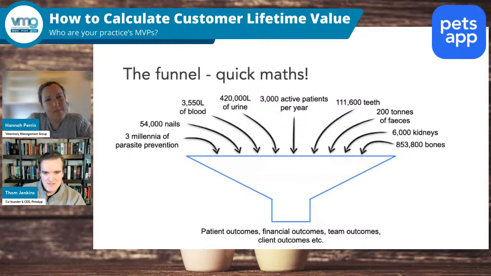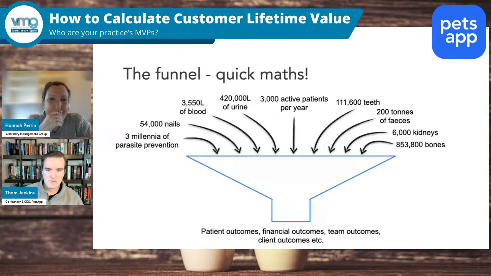And so then when I think about those 3,000 active patients, I find it super helpful, and maybe you'll think differently to me, to break that down into a level of granularity. So if we do some quick maths, we find that those 3,000 active patients represent 3 millennia of parasite prevention, parasite control, 54,000 nails to trim or to get trodden on or caught on a woolly jumper. That's 3,550 liters of blood to sample. At that point, we're talking complete exsanguination, so probably don't go that far. It's 420,000 liters of urine. That's enough to fill a pool.